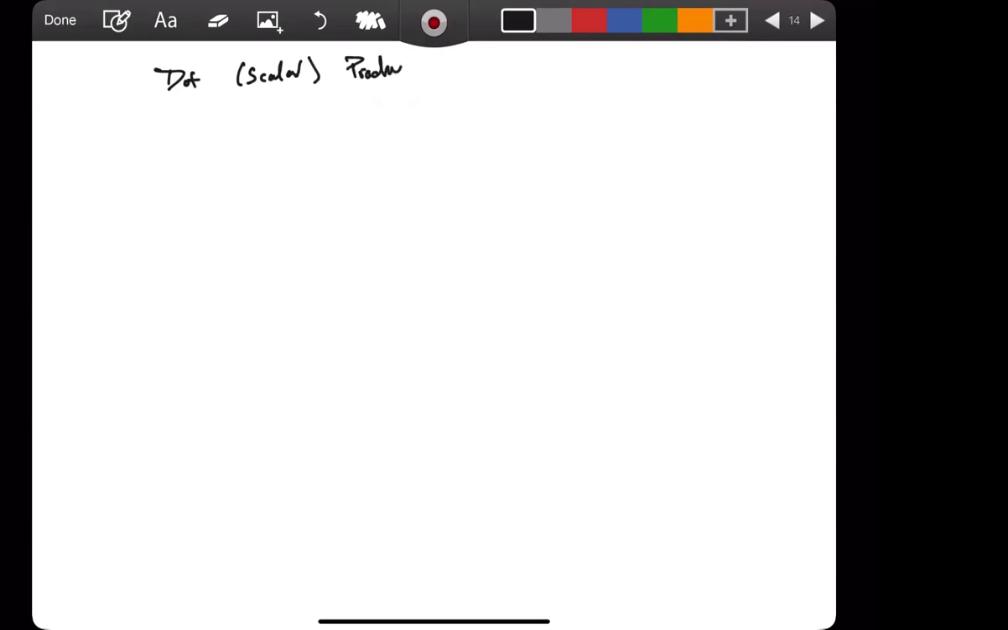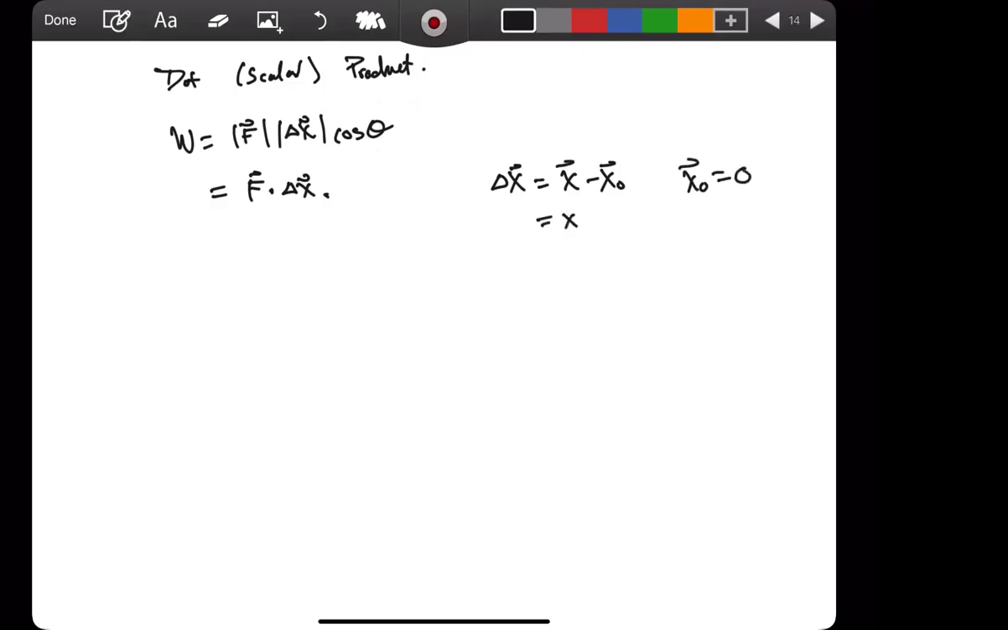This means that now, using our dot product, or scalar product, we can rewrite the work. Again, we said work was equal to the magnitude of the force times the magnitude of the displacement times cosine of the angle between the two, or in terms of a dot product, force dotted with the displacement. Now, in most cases, our displacement is equal to the final position minus the initial position. But we can always set our initial position equal to 0. So this is just simply equal to the final position. So in most cases, we're going to write this simply as the force dotted with the final position.